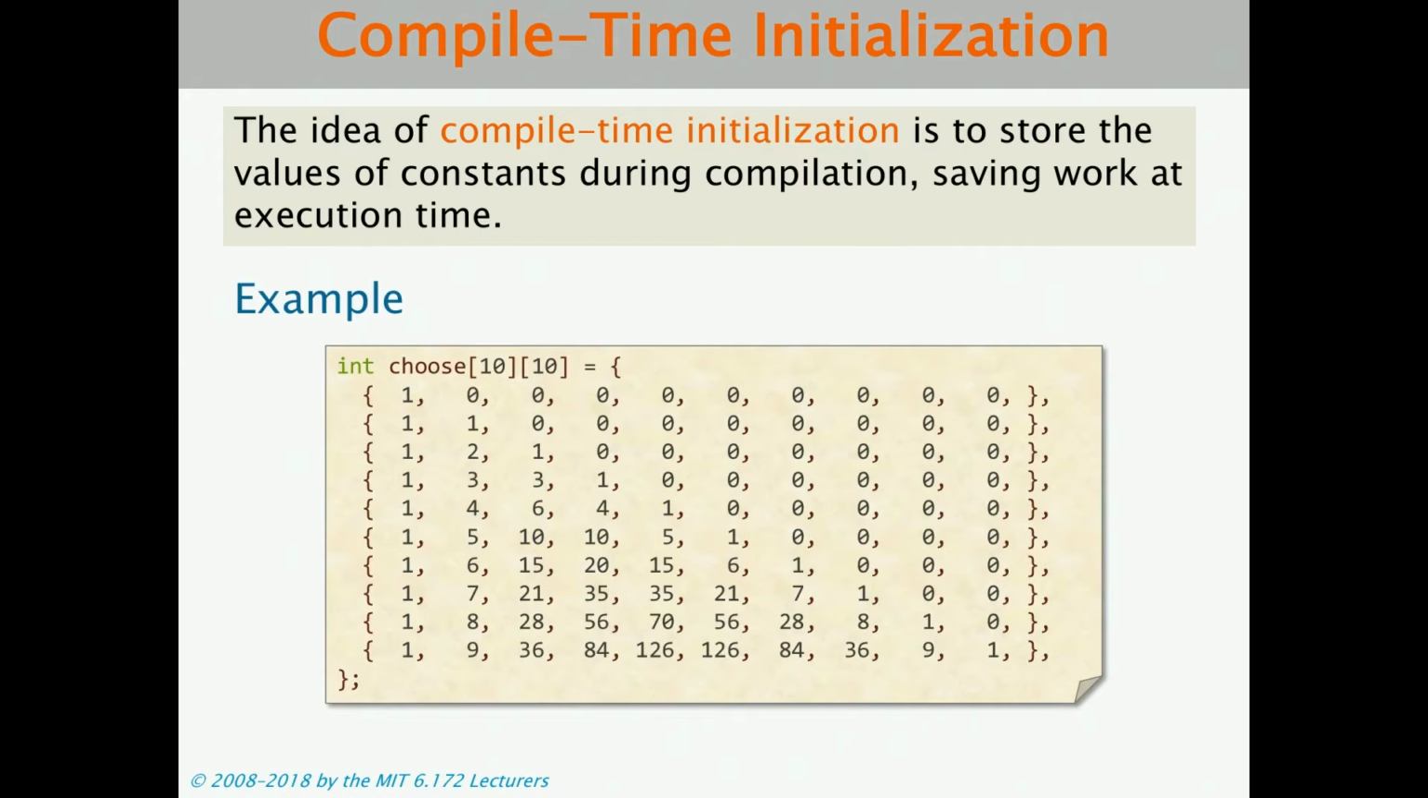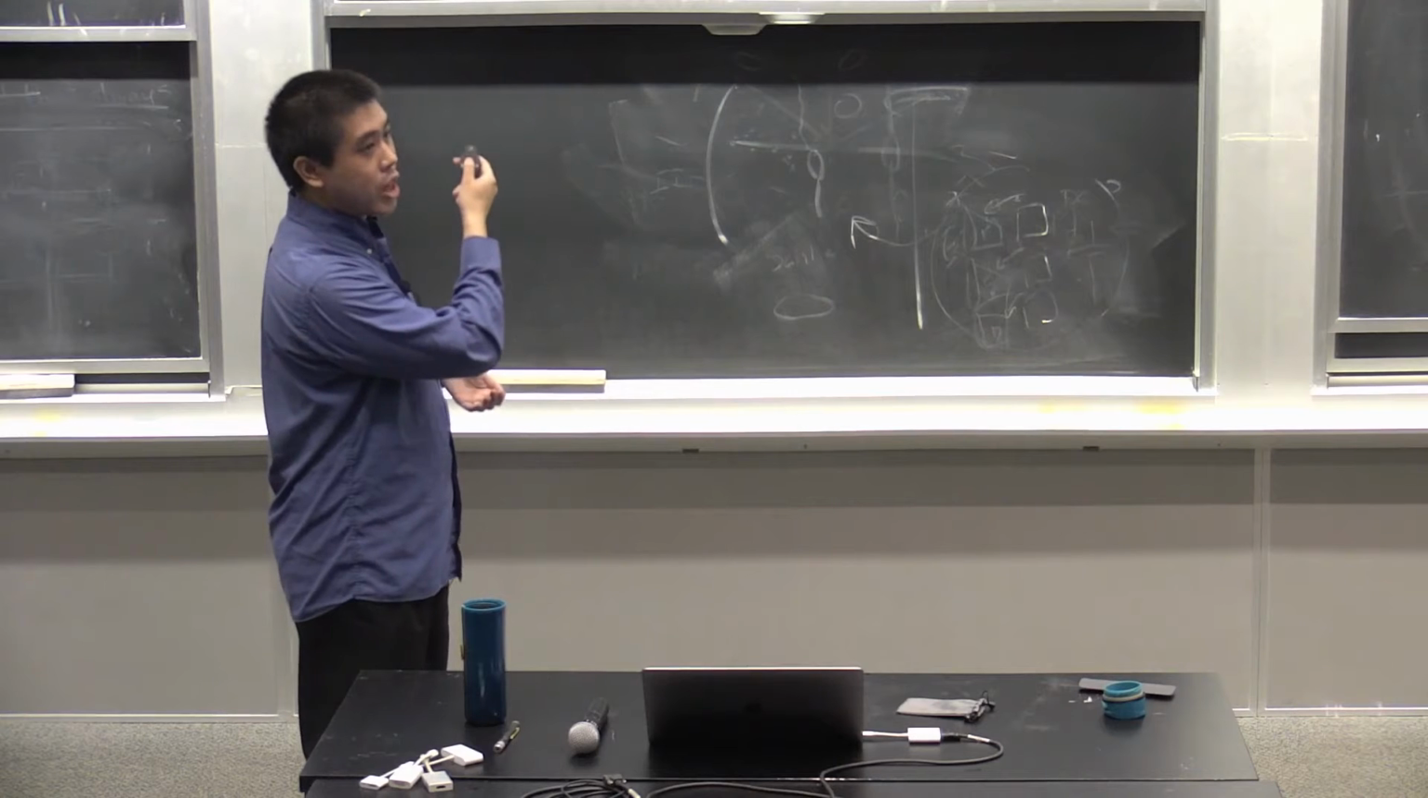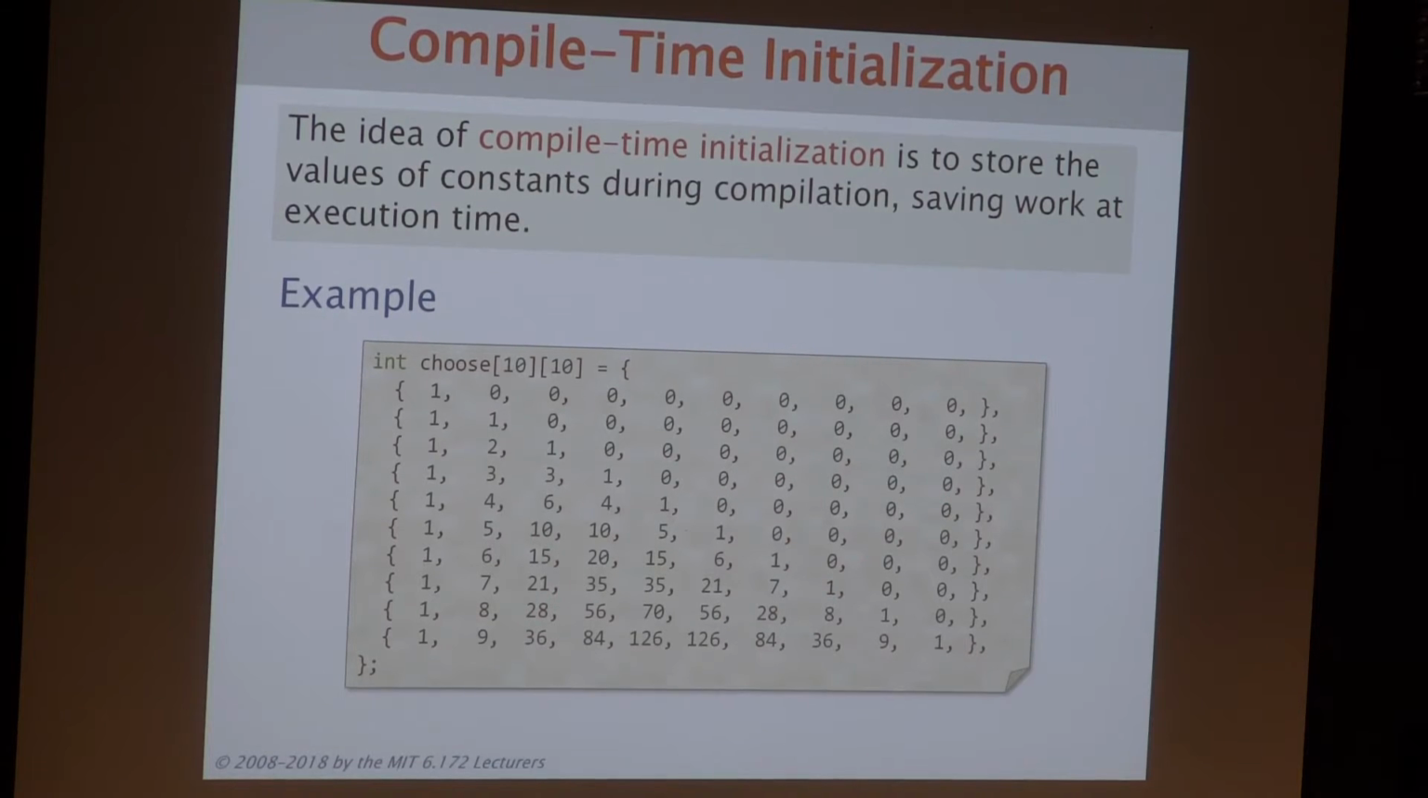So let's say we wanted choose values up to 10. This is the table, the 10 by 10 table, storing all of the binomial coefficients up to 10. If you put this in your source code, now when you run the program, you can just index into this table to get the appropriate constant here.